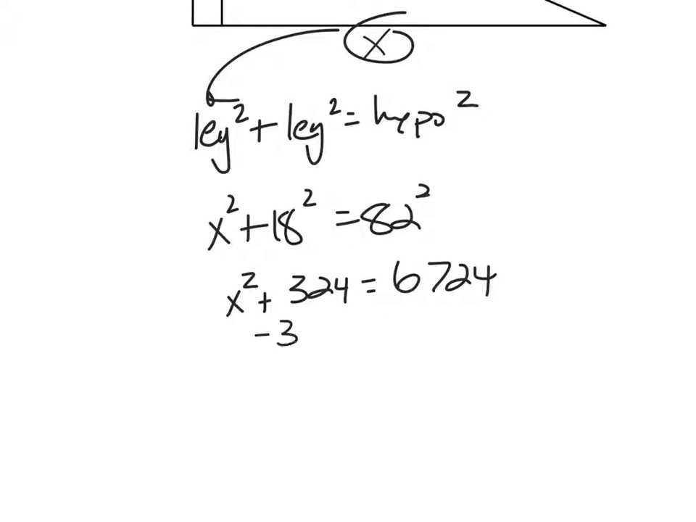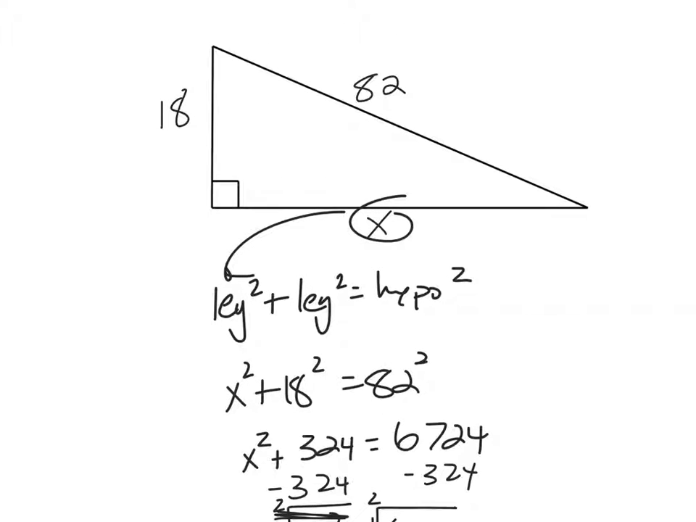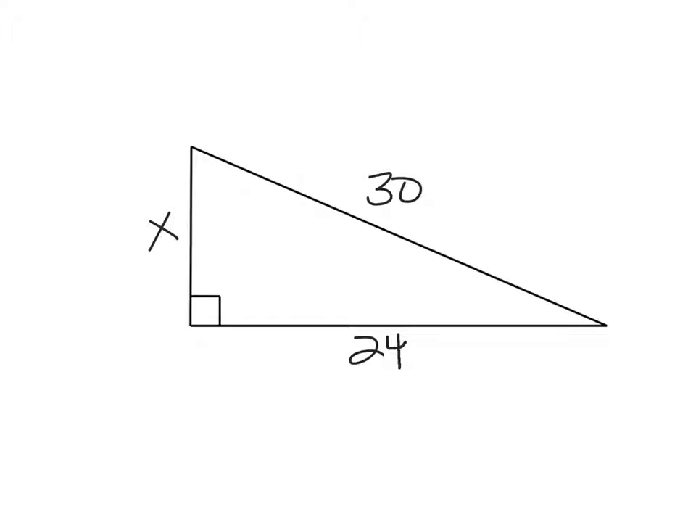Let's see. I'm going to subtract 324 from both sides. Gives me x to the power of 2 equals 6,400. Take the second root on both sides. Those go away. X equals plus or minus. Let's see, the second root of 6,400 is 80. X equals 80 is the answer. Alright guys, let's have you try this one. Hit play when you're done to check your answer.